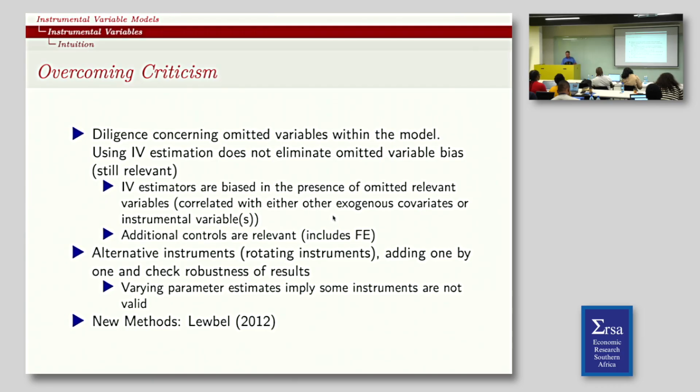So if we're going to overcome criticism, we need diligence concerning omitted variables or other forms of endogeneity, right? So how are we dealing with this? How are we describing this? What are we doing to convince the reader that we've done as much as we can? So IV estimators are also biased in the presence of omitted variables that matter, right? This is maybe fairly obvious, but if you've got other forms of endogeneity that the instrument doesn't deal with, then the IV isn't going to fix the underlying problem, right? So maybe we need additional controls.